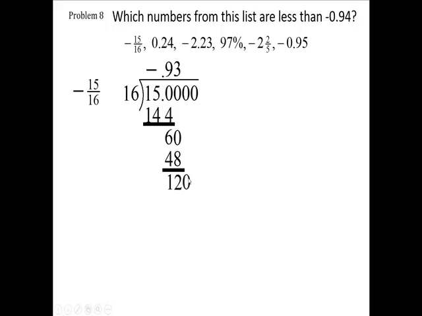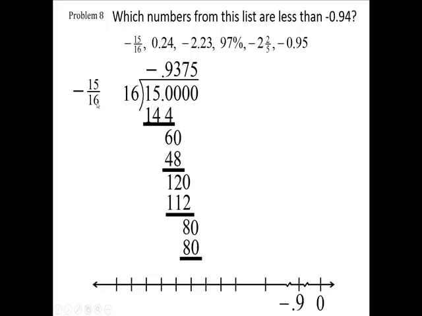Bring down that 0, and 16 times 7 is 112. Subtract, 10 minus 2 is 8. Bring down the 0. And 5 times 16 is 80. And so we're done with that part of it. So my fraction now can be written like this, okay?